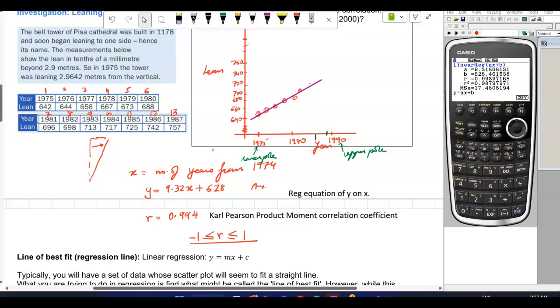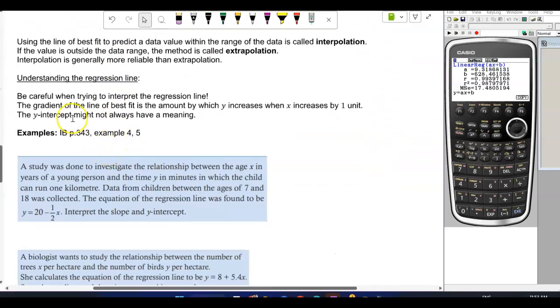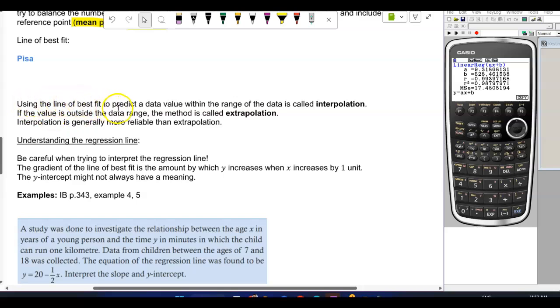If it lies beyond this, suppose I ask you what the lean is in 1990? You can't just approximate. It won't be accurate. That's called extrapolation, when it goes outside the range. So using the line of best fit to predict a value within the range of data, between the poles, is called interpolation. If the value is outside the data range, the method is called extrapolation. Interpolation is generally more reliable than extrapolation. Extrapolation is not reliable, because the trend may have changed and you're using the line.